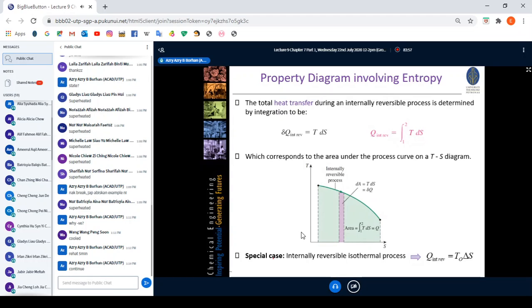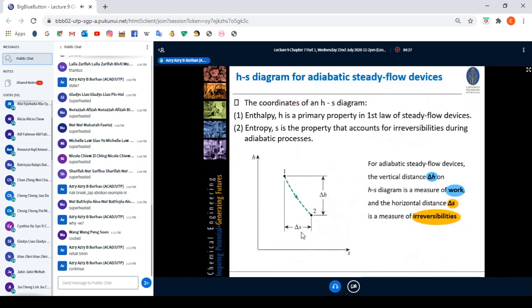Okay, in the case of an internally reversible isothermal process, remember this is from the reservoir calculation, whether you have a source or a sink. So you can make use of this equation, where your T naught becomes constant. From there you can simply find the area under the process curve that represents the amount of energy transfer during the internally reversible process.